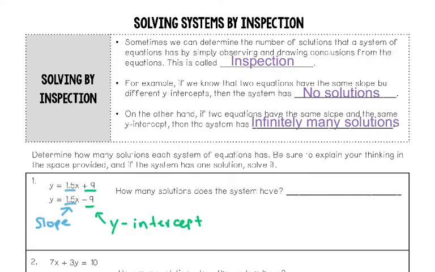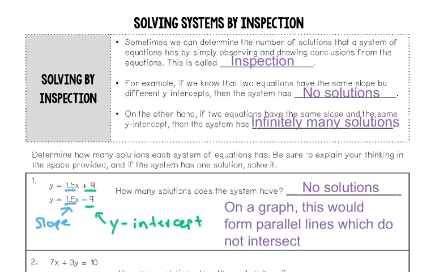So look at what we just learned up here. If we know the two equations have the same slope but different y-intercepts, just like we looked at here, same slope, 1.5, but positive 9 and negative 9 as the y-intercepts, the system would have no solutions. Just by analyzing these two equations and looking at the patterns in them, I figured out my answer without having to do any math and solving them out.